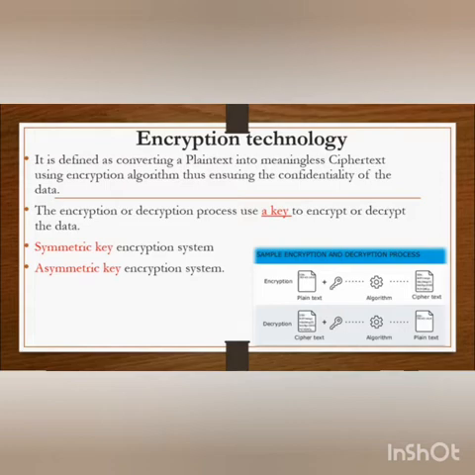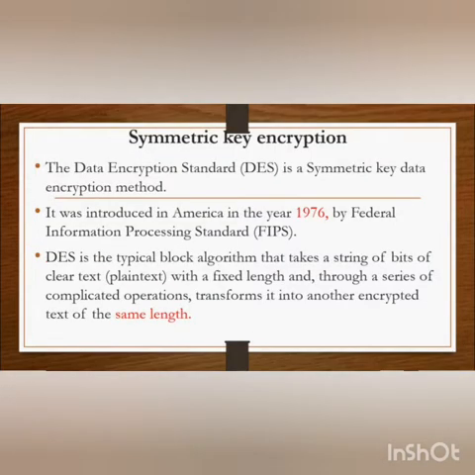There are two types of encryption technology: one is the Symmetric Key Encryption System and the other is the Asymmetric Key Encryption System. Now let us see the Symmetric Key Encryption System. The Data Encryption Standard, DES, is a symmetric key data encryption method. It was introduced in America in the year 1976 by the Federal Information Processing Standard, that is FIPS, in the US.